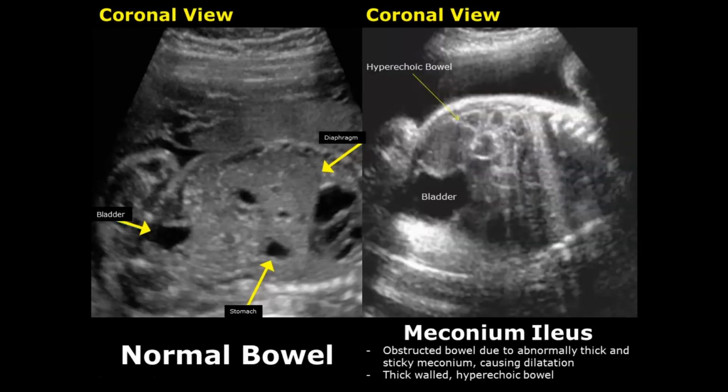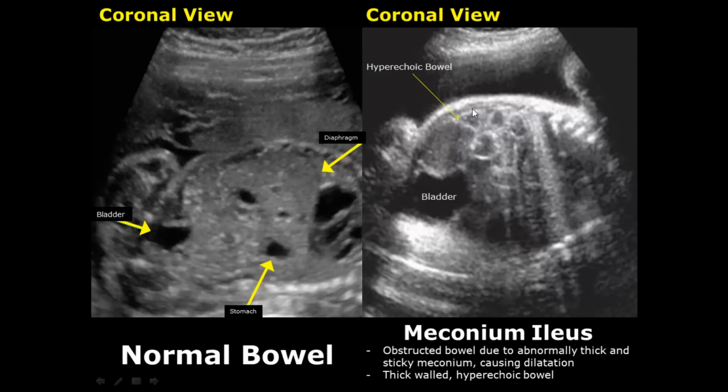Meconium is the term given to first fetal feces. There are a number of conditions linked with meconium. In meconium ileus, there is thick and sticky meconium which gets impacted to the walls of the small bowel or even the colon. This can cause dilatation, and it can also cause echogenic bowel.